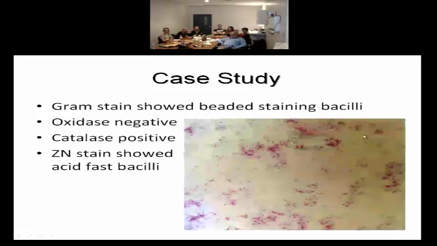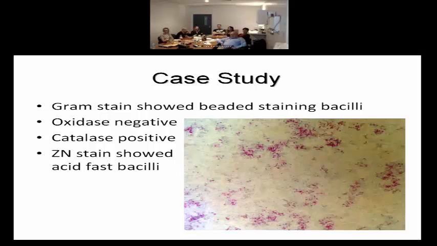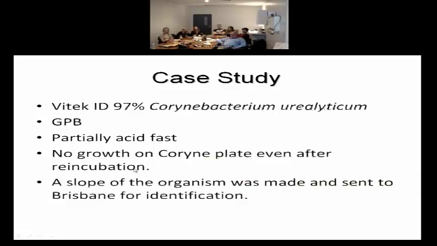The gram stain showed beaded staining bacilli, and the organism was found to be oxidase negative, catalase positive, and the Ziehl-Neelsen from the HBA again showed acid-fast bacilli. This is a picture of the ZN stain here. There's a fair few more in that picture. So the Vitek 2 ID suggested that the organism was Corynebacterium urolyticum, which is a gram-positive bacillus that is partially acid-fast.